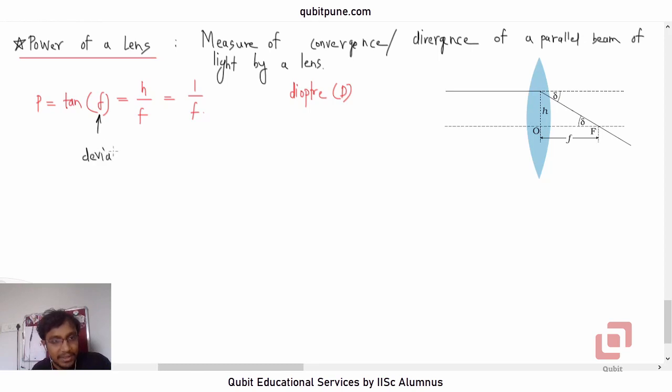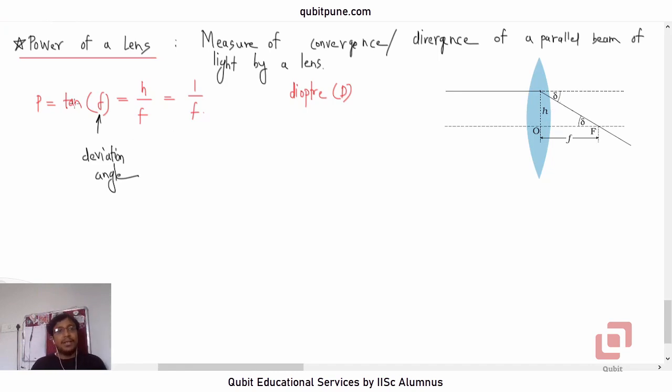Delta is the deviation angle, because when any ray emerges out of a lens, it has undergone two refractions, one at this surface, the other one at that surface. But we generally don't show those minute details. We assume that this ray travels in a straight line till this section, and then it refracts there.